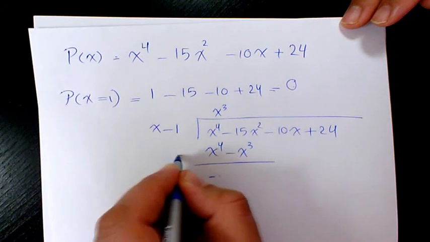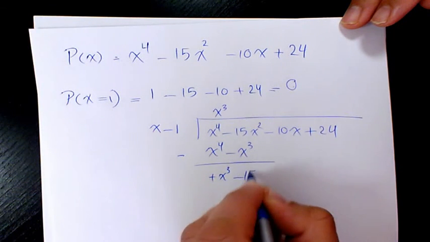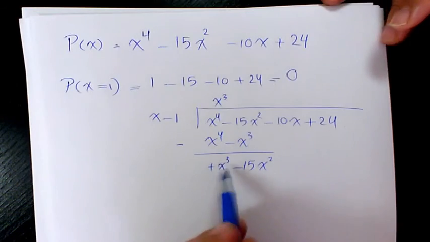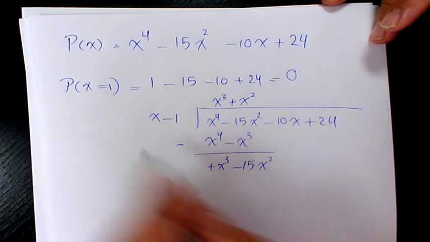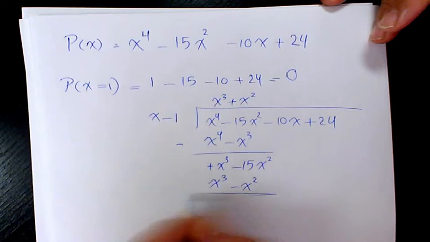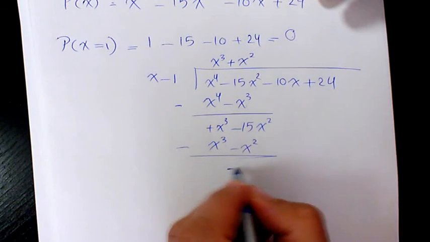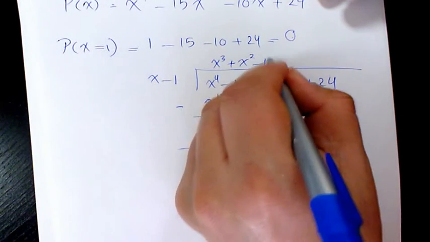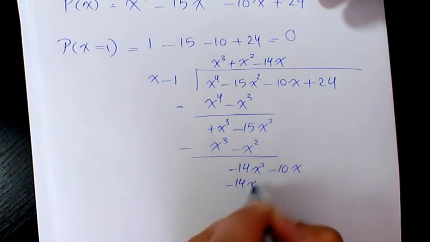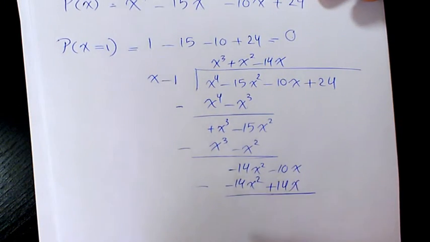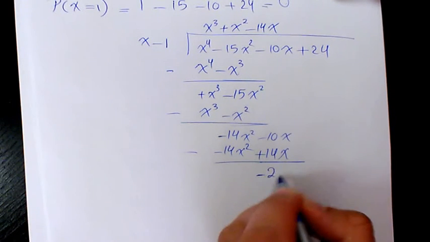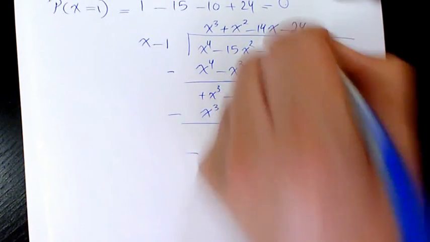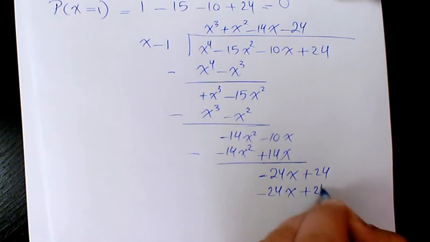Subtracted, it's going to be positive x cubed minus 15x squared. Again, be careful that the exponents of these two are different. So x cubed divided by x is going to be x squared. When you multiply that, it's going to be x cubed minus x squared. When you subtract, we have negative 14x squared minus 10x. Negative 14x squared divided by x is going to be negative 14x. And we have negative 14x squared plus 14x. Then you subtract it. Here you have negative 24x plus 24. Negative 24x divided by x is going to be negative 24, which is going to make it 0.